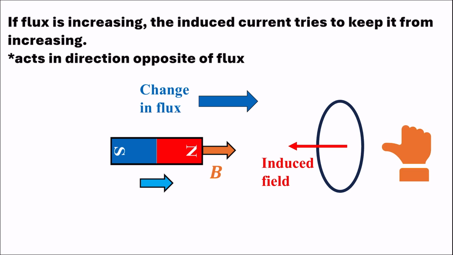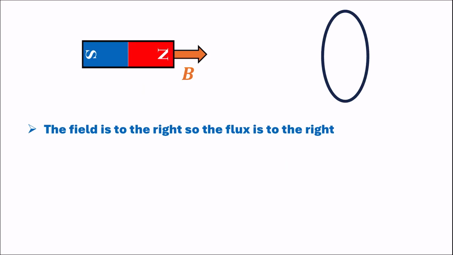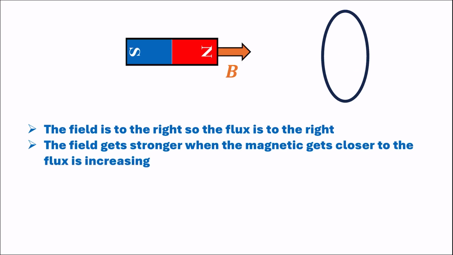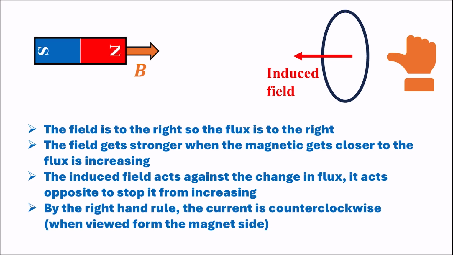So if flux is trying to increase, then the induced current will act against it. So I'll look at it in more detail. Here the field is to the right, which means the flux through the loop will also be to the right. Since the magnet is approaching the loop, the field is getting stronger, so the flux is increasing. The induced field wants to act against that change in flux, so I'll point the thumb of my right hand to the left. By the right hand rule, my fingers would curl counterclockwise. So the current here is counterclockwise.